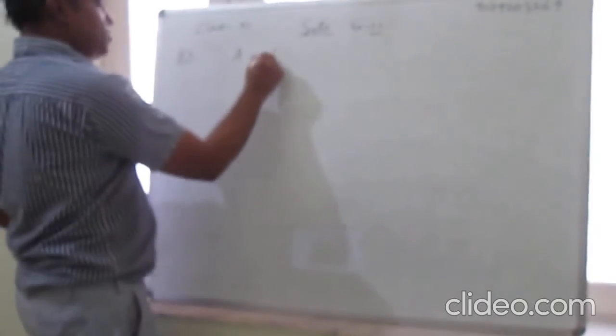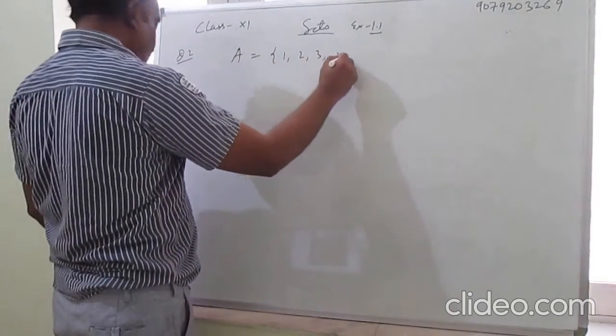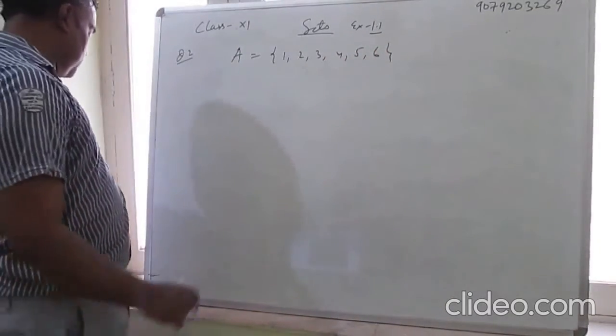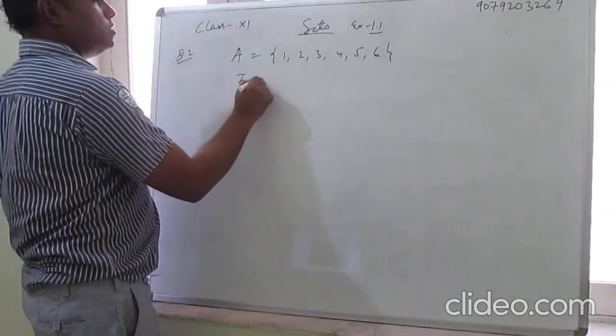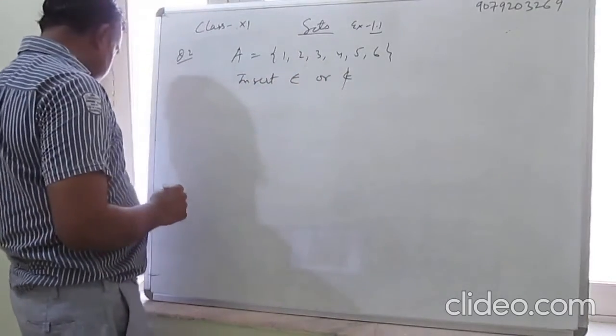Question 2. Let A be given to you: {1, 2, 3, 4, 5, 6}. You have to insert belongs to or not belongs to.